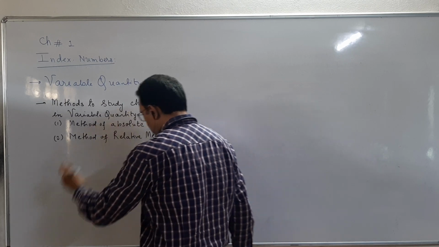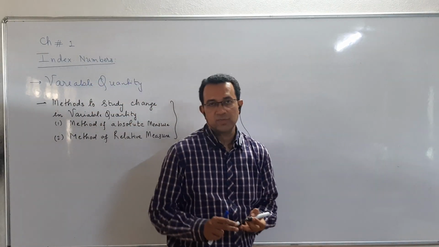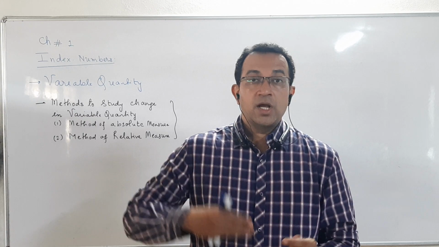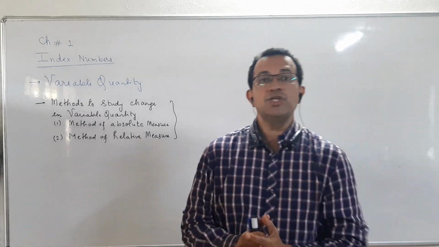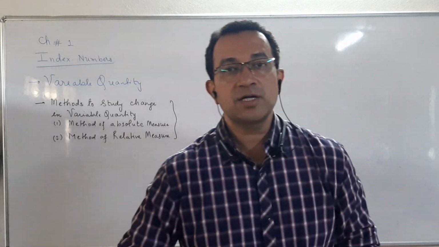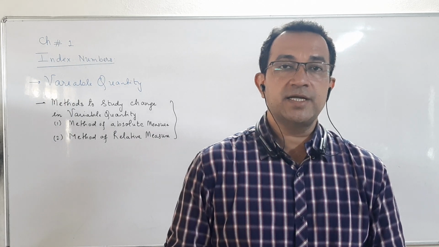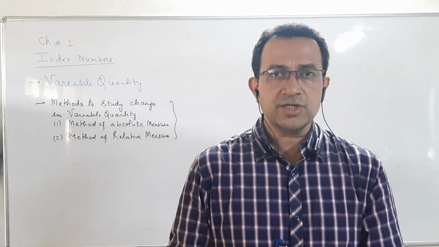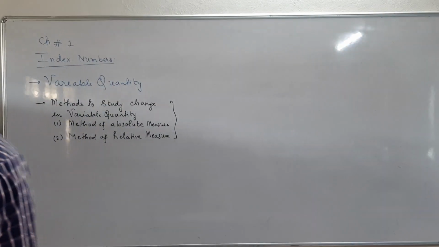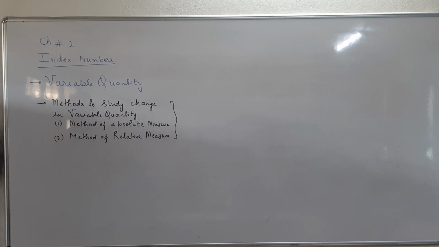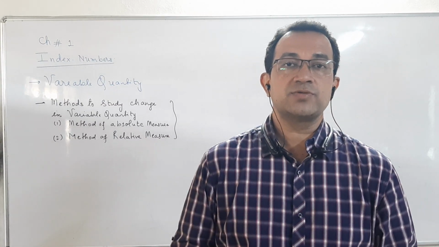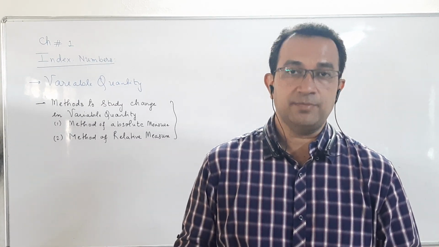So this is one of the most important VSQs. Just now we discussed, students, what is a variable quantity. Now, how many methods are there to measure change in a variable quantity? The answer is 2 methods. First is method of absolute measure, and second is method of relative measure. Now, students, what is the method of absolute measure? Let us understand the definition and these 2 methods with the help of an example for index number.